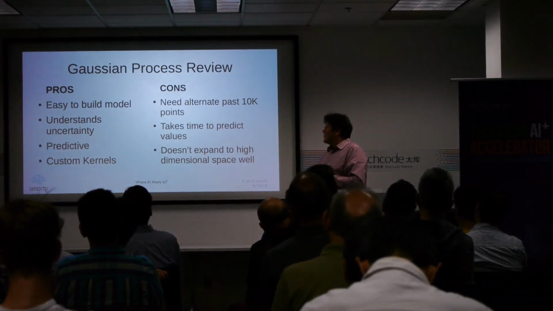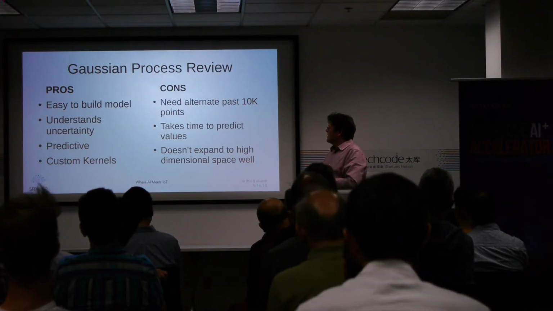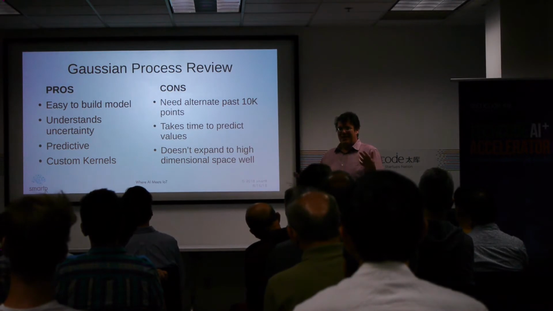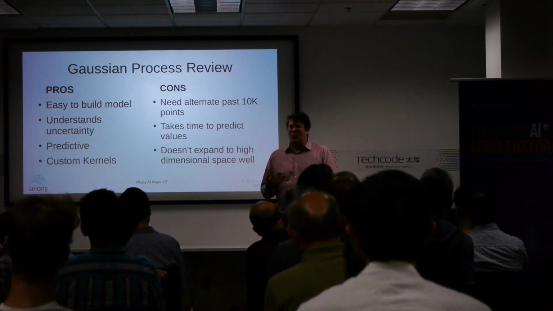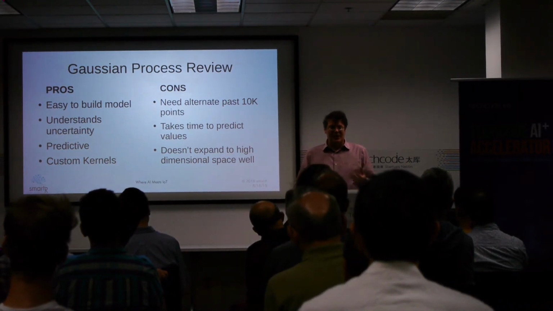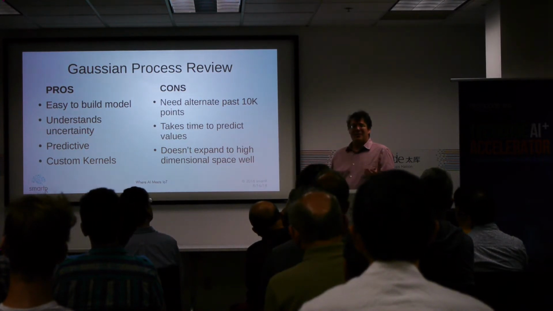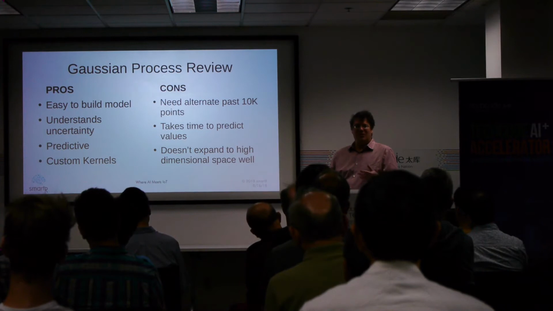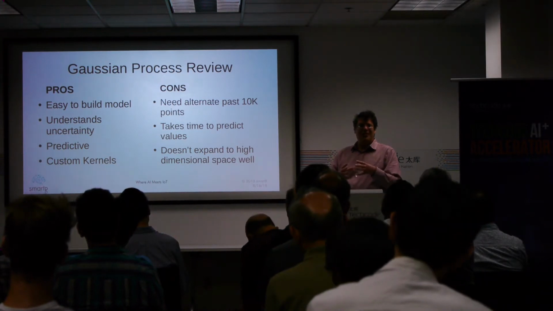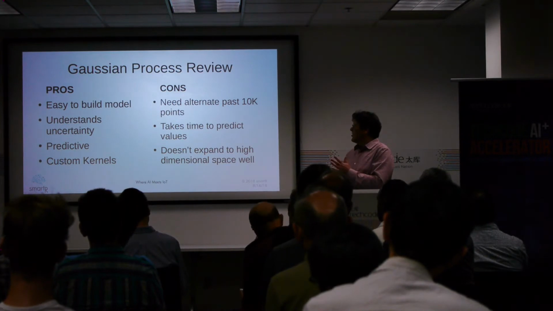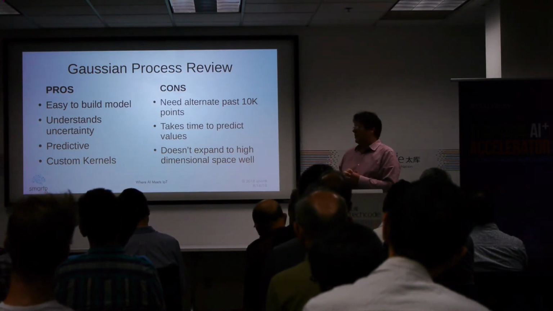There's some cons to them as well, unfortunately. Nothing's ever free, it seems like. The first one is, once you get past 10,000 XY pairs, it gets pretty unwieldy to build Gaussian processes. There's some tricks and techniques with Gaussian processes that allow you to extend that maybe to 100,000 or even 1 million data points, but the stock ones that you're going to find in, say, Python or MATLAB are only going to really give you good results at about 10,000 points.